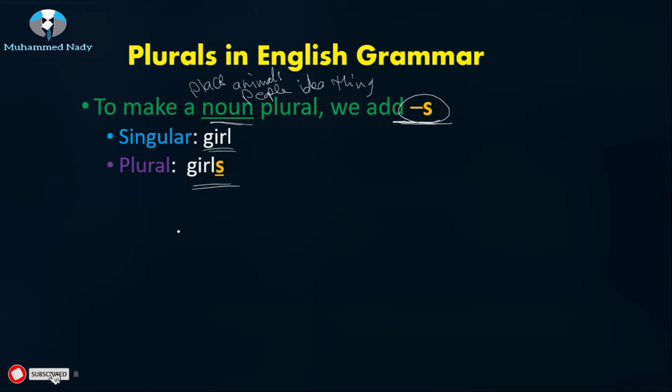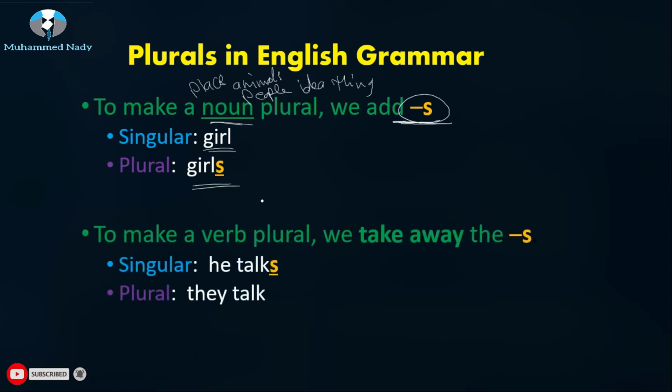Now, that's for the noun, but how can I make the verb plural? Because in the beginning of the video, we said that if the subject is singular, the verb is singular. If the subject is plural, the verb should be plural. Now, how can I make the verb singular or plural? It's very easy. Look at this. To make the noun plural, you add an S to it. But for the verb, to make it plural, you take the S out.